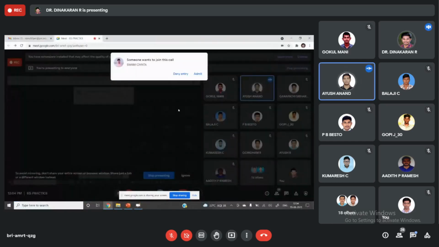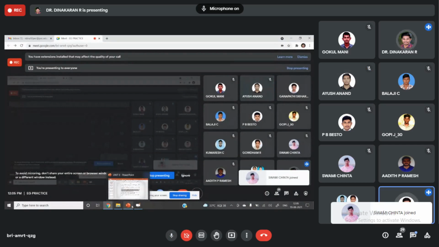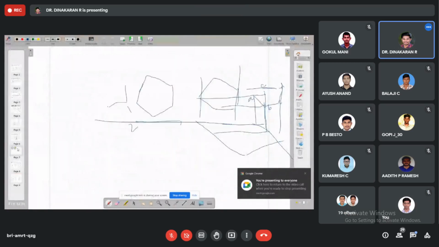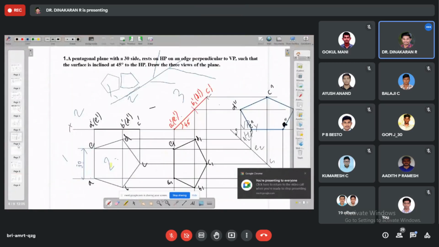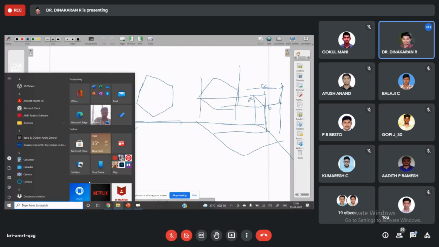Excuse me, sir. Tell me. Sir, I'm having a problem drawing the last sum of the assignment, the side view, sir. Okay, most of them are asking about the same side view. I will explain this problem at the end. Okay, sir. You see, this is the problem I gave now, roughly. I will show you.